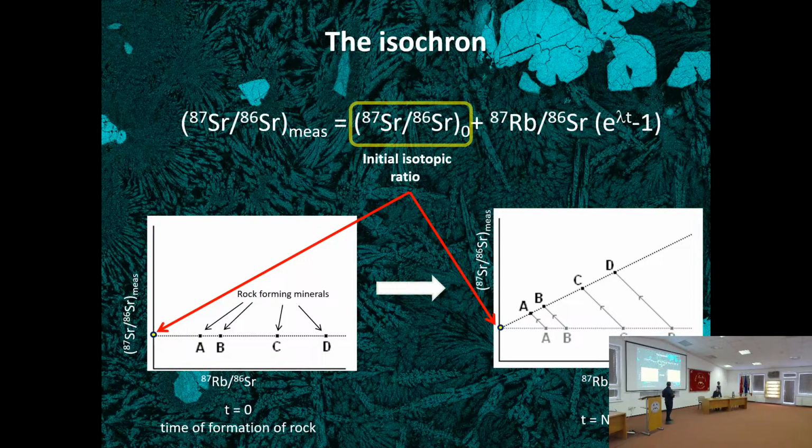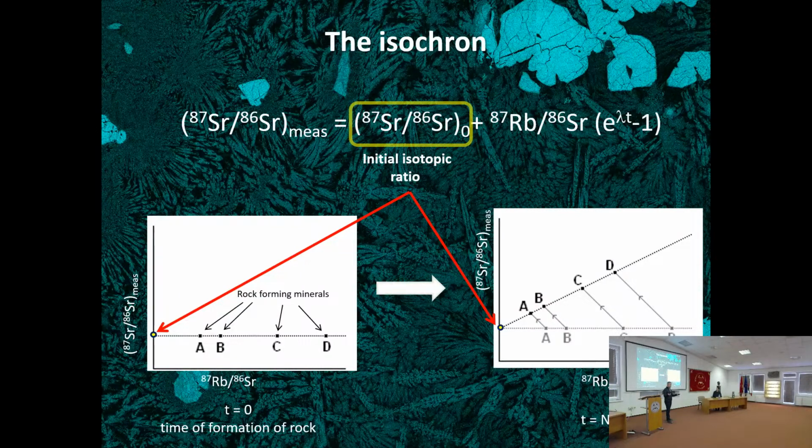How it works: when we have a crystallizing magma, we have different minerals forming, they have different affinity for the chemical elements, they have different rubidium-strontium ratio in the case of the rubidium-strontium technique. So they are all aligned along a horizontal line, and because these minerals form in a common magma, they have the same initial isotopic ratio.